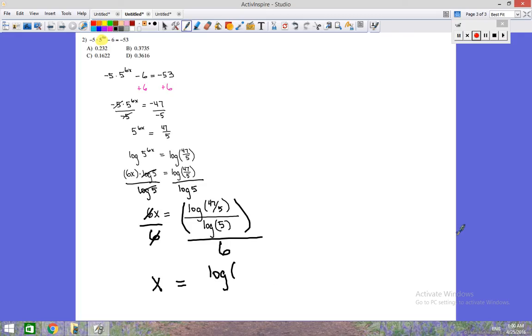When you're keying this in the calculator, when you key in the numerator, I would put the entire thing inside parentheses for the numerator. And when I punch the log button, it opens with a parenthesis. I key in my fraction, 47 over 5, and I have to close it with that parenthesis to say, take the log of this fraction. Then I want my division, so then I have to divide by the log of 5.